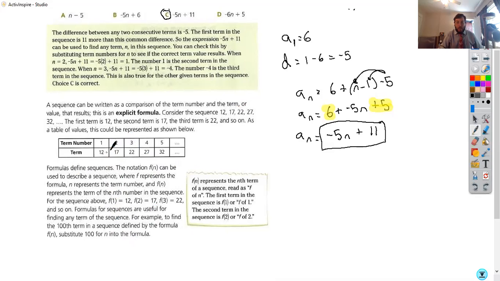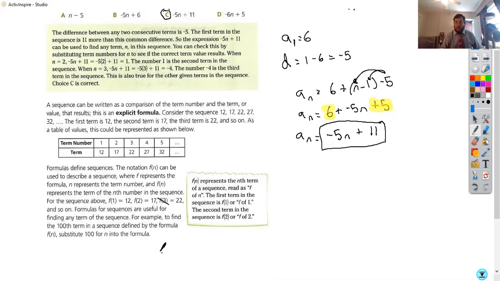So for example above, if we wanted to know f of 1, that just means what is the term value for the first term, which would equal 12. F of 2 is 17, f of 3 is 22, and so on. So f of 4 is 27, and so on.